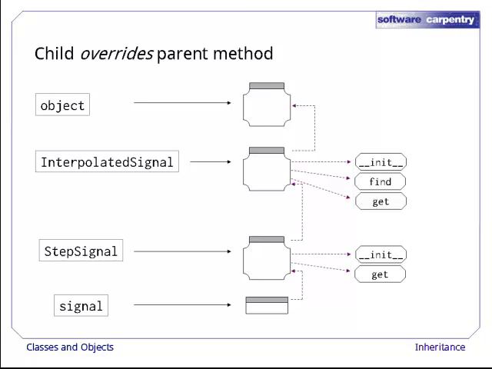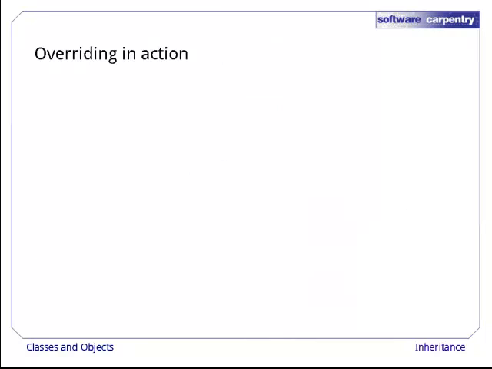If we start with an object signal of class StepSignal and follow the references upward, we find StepSignal's get first and call that, just as we want to. When this happens, we say that the child class is overriding the method in the parent class. It's defining a method with the same name, which takes precedence over the parent's. Let's have a closer look at how overriding works.